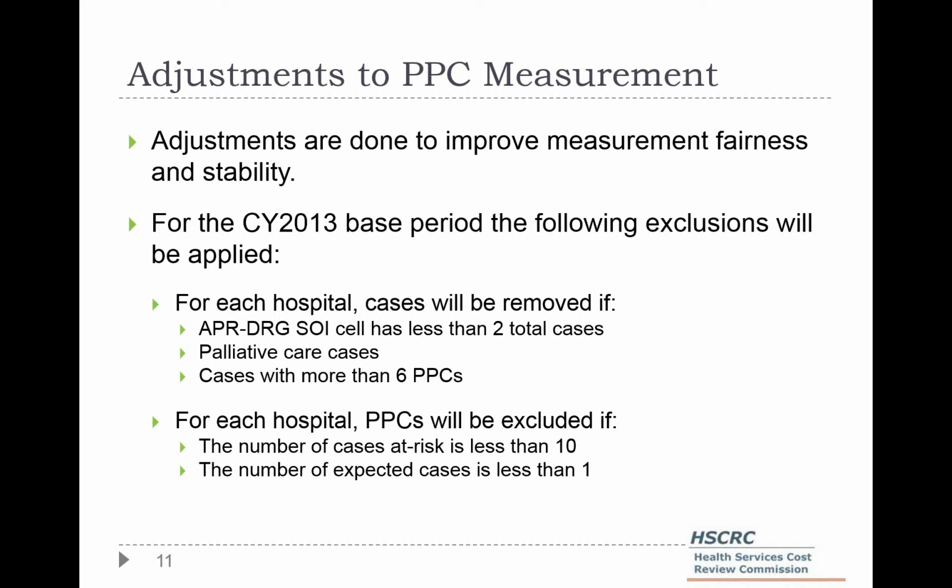So in order to make the measurement fair and stable, there are certain adjustments or exclusions that are applied to the base period. For the calendar year 2013 base period, for each hospital, cases are removed if the APR DRG SOI cell has less than 2 total cases, if the case is a palliative care case, and if the case has more than 6 PPCs. These are generally considered catastrophic cases and are generally outliers. This case level removal is the same as it has been in the previous program.